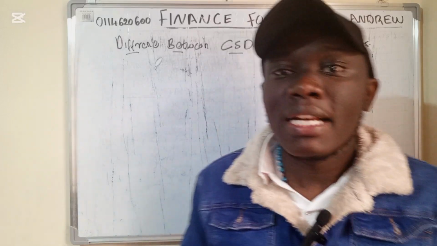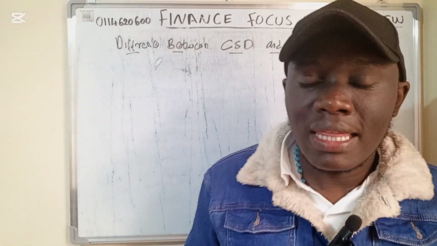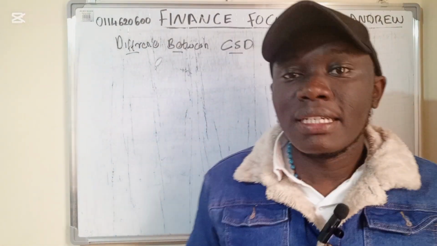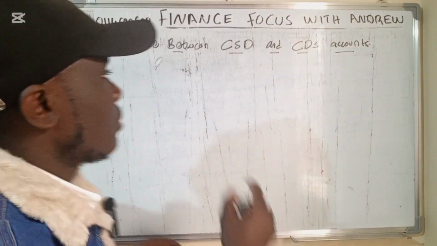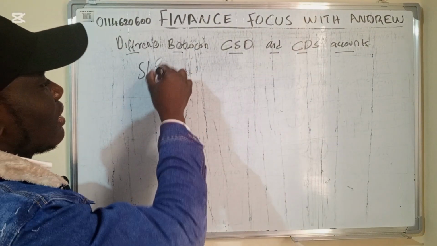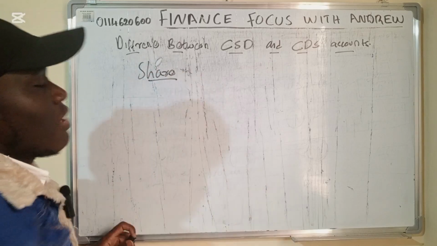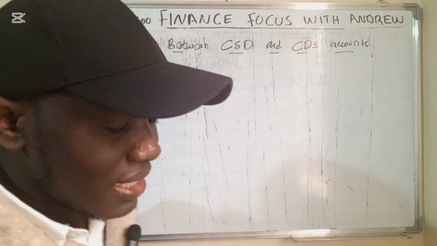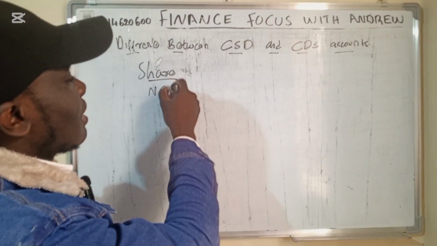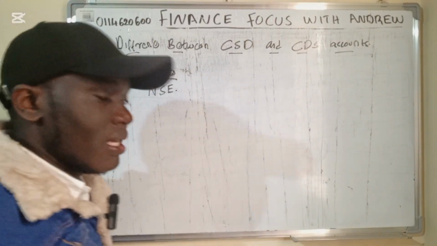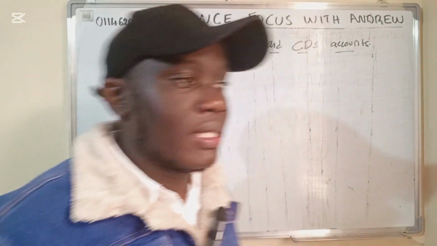Now, today we are clearing the confusion between the account that you need to buy shares and the account that you need to invest in treasury bills and treasury bonds. Let's start with shares. For you to invest in shares, you first need to understand that shares are traded in the Nairobi Securities Exchange, that is the NSE. To access the Nairobi Securities Exchange, you need a broker.